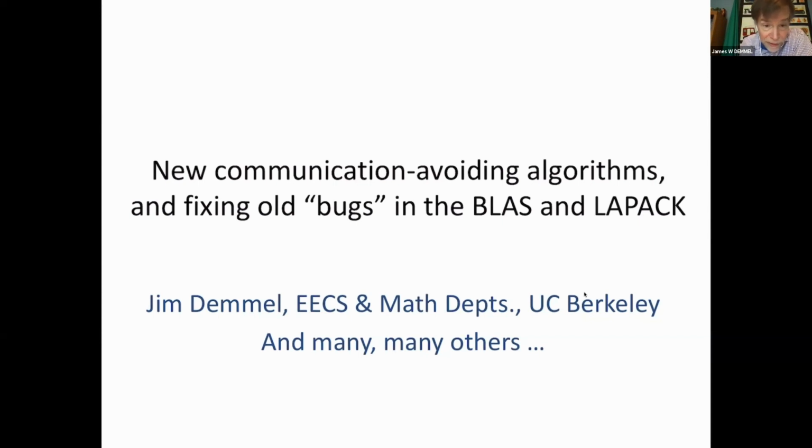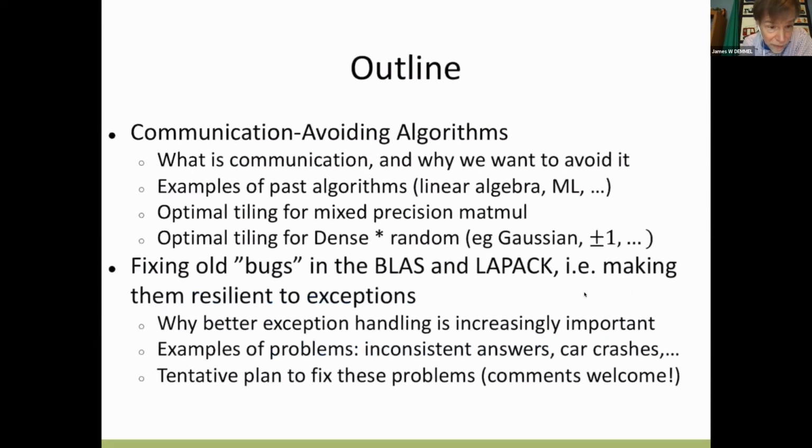But the first topic is going to be some new communication avoiding algorithms. So I will preach to the choir and spend a minute telling you what's communication and why we want to avoid it, and give you a few examples of past algorithms where this has been successful, and then tell you about two new ones. One of them is matrix multiply in mixed precision. That's a pretty straightforward extension, and you can actually go faster than matrix multiply, than GEMM, if you take advantage of the mixed precision. And it turns out the same trick works for multiplying a dense times a random matrix.